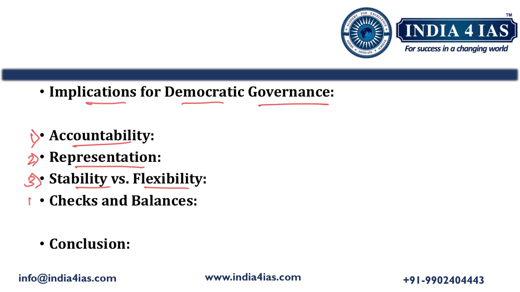Then the fourth implication is checks and balances. In the parliamentary system of government, there are checks and balances in preventing the abuse of power, which we should write. Then we should conclude the answer by reflecting on the effectiveness of the parliamentary system in promoting democratic governance in India. So this is all about the answer approach to the day 4 question.